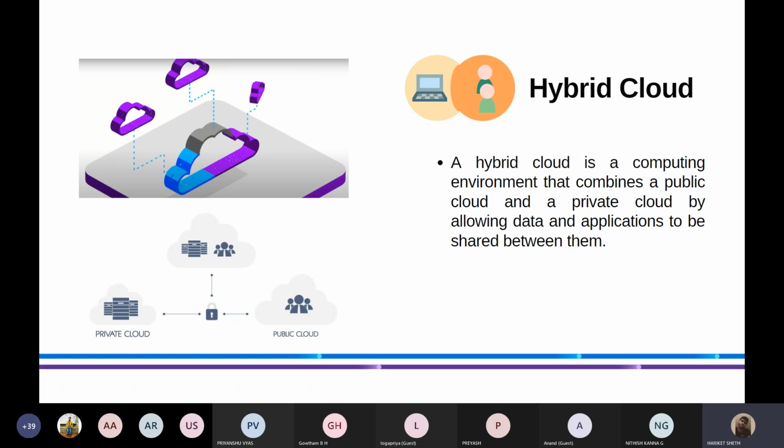So you will no longer have private, public, hybrid; rather, you would have dedicated clouds and shared clouds. That is how the categorization would change after a period of time.